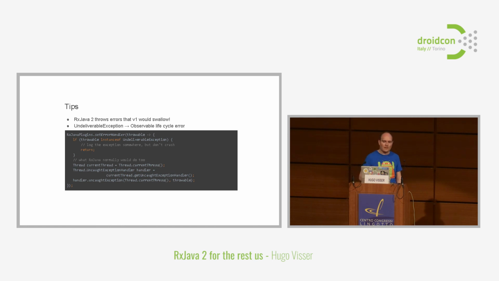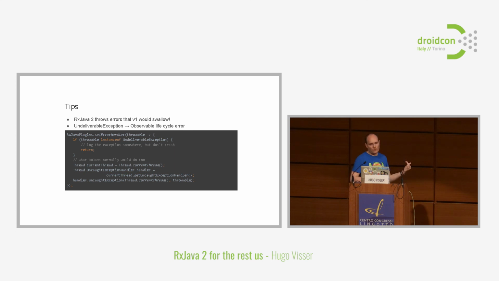Last tip, and this is a little bit particular to RxJava 2. RxJava 2 throws errors that RxJava 1 wouldn't throw. RxJava 1 would basically swallow some kinds of errors, basically errors that are internal to the library. You might get into a situation where an observable is violating its lifecycle, meaning that once it threw an error, it is not allowed to throw another error. RxJava 1 would just ignore that.